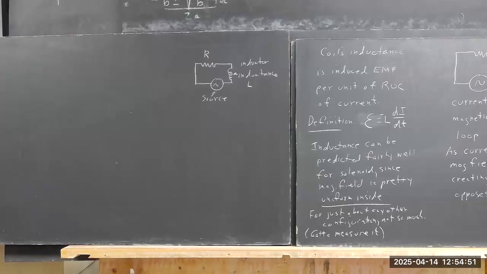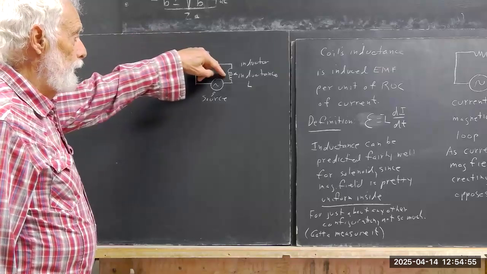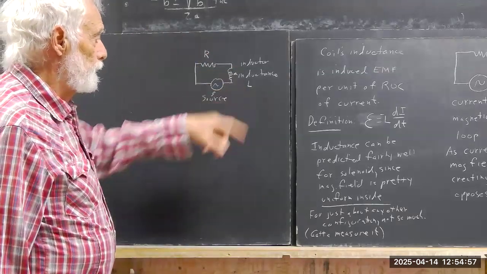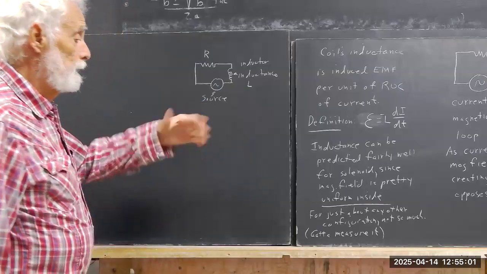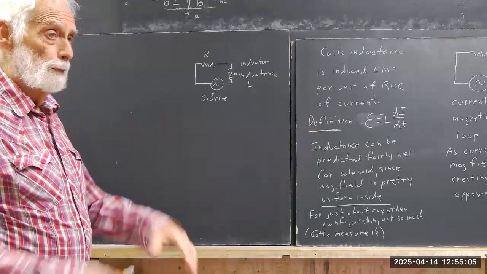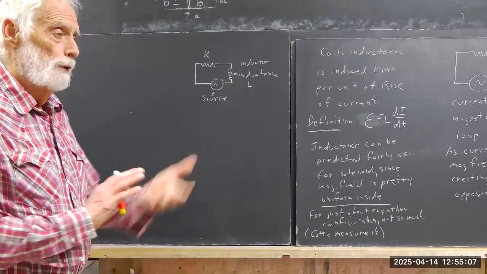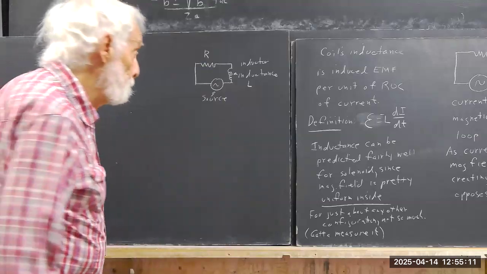All right, now we're going to postulate a source with a resistor and an inductor with inductance L. Okay. Source can be changed. Maybe it's a plain old AC source, maybe it's a square wave, maybe it's a triangular wave or a sawtooth or whatever. Okay.